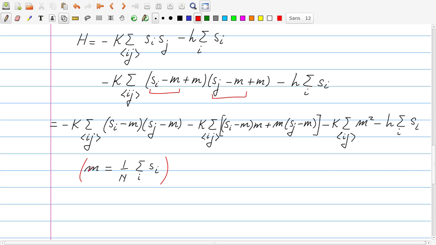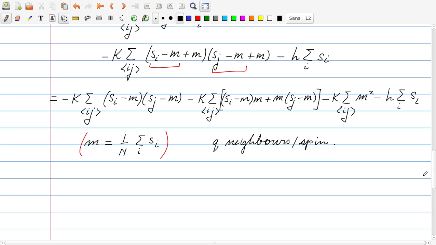And now we assume that m is indeed the magnetization, it's the average value of the spin over the lattice, N is the total number of sites on the lattice, and we assume that each spin has q neighbors. So q neighbors are present per spin. In a 2-dimensional Ising model, that means that each spin of course has 4 nearest neighbors, and therefore q is 4 for the 2D square lattice.